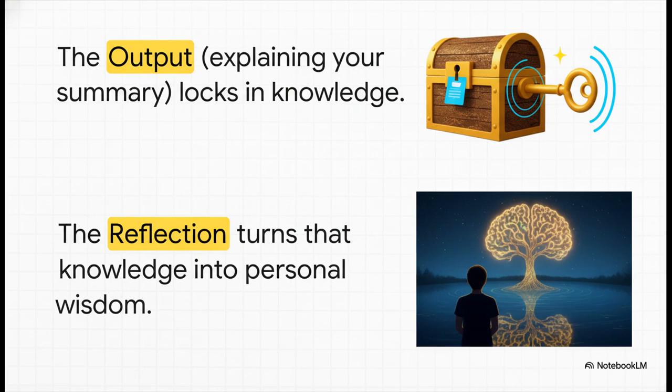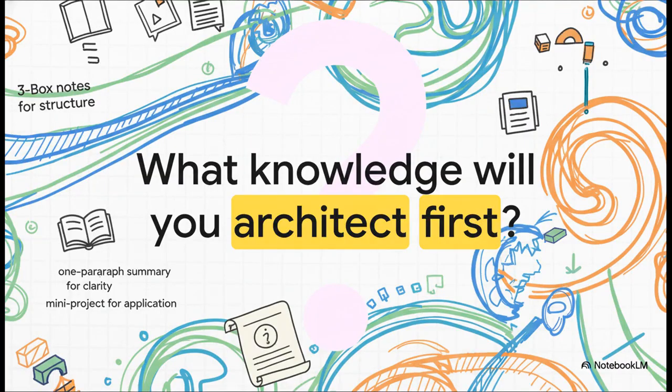But here's the most crucial part of all of this: the output and the reflection. That's where the real magic happens. Creating an output, like your summary, is what cements the knowledge in place. But the reflection, that's what turns that knowledge into personal wisdom. So, there you have it. You have the blueprint now. The 3-box notes for structure, the 1-paragraph summary for clarity, and the mini project for making it stick. The only question left is, what are you going to build? What knowledge will you architect first?